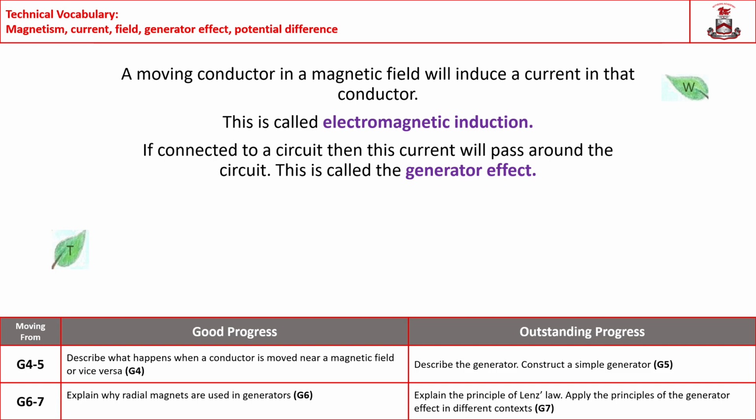If you connect this to a circuit, we call this the generator effect. If you've ever had a wind-up torch, and you had to wind it up for it to turn on, you were using the generator effect. You had a coil that was inside a magnetic field, and you forced that coil to spin around in the magnetic field, which then generated electricity.